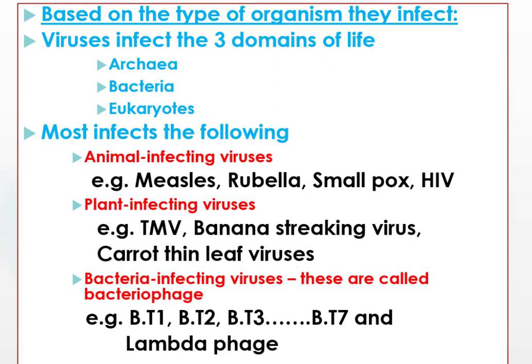Animal infecting viruses include measles, rubella, smallpox, HIV. Plant infecting viruses include tobacco mosaic virus, banana streak virus, and carrot leaf virus. Bacteria infecting viruses, or bacteriophages, are bacteriophage T1, T2, T3, T4, T5, T6, T7, and lambda phage, which are known to infect bacteria.